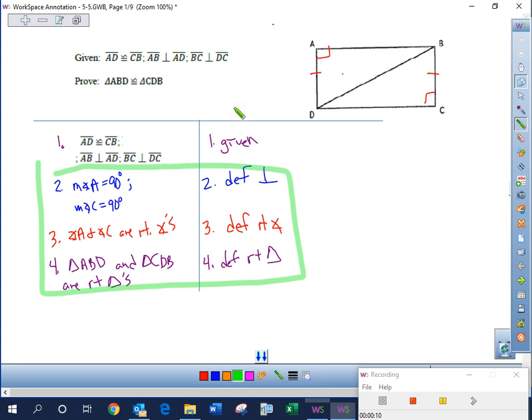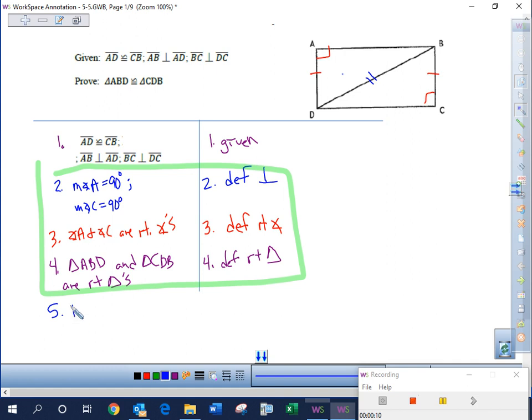So I know I want to do hypotenuse leg in this situation. So I needed a right triangle. To have a right triangle, you have to have right angles. Before you can have right angles, you need angles that measure 90 degrees. And before you know they measure 90 degrees, they had to give you some perpendiculars. So I'm kind of golden now to do hypotenuse leg, except that I don't have a tick mark on the hypotenuse yet, so I have to use the shared side. So I'm going to go ahead and do that as step 5.